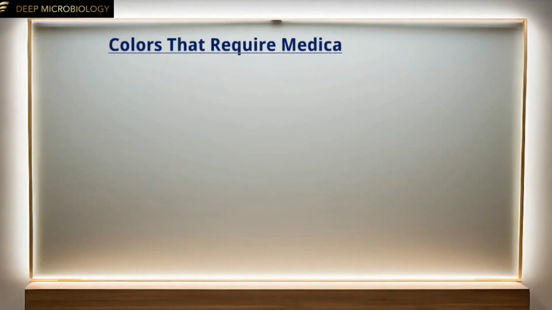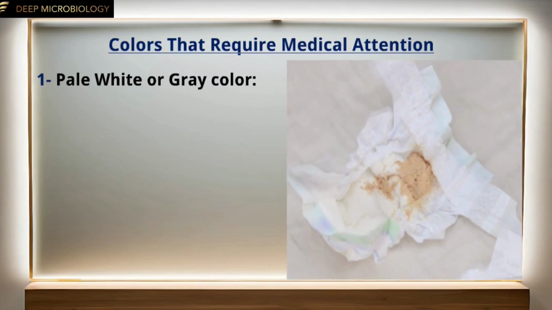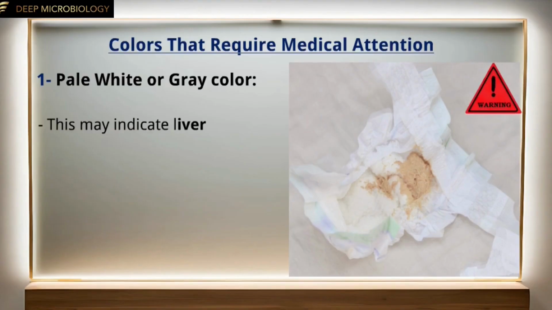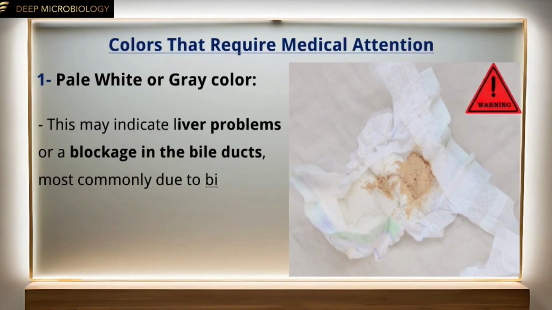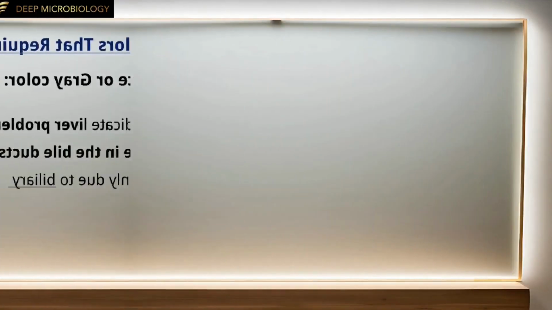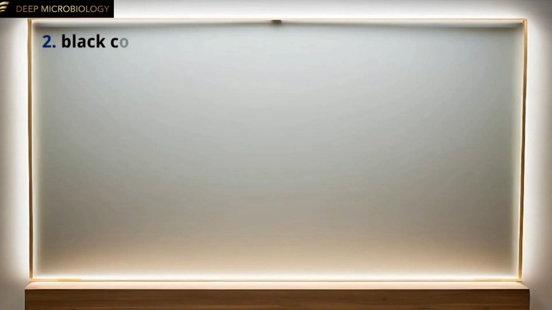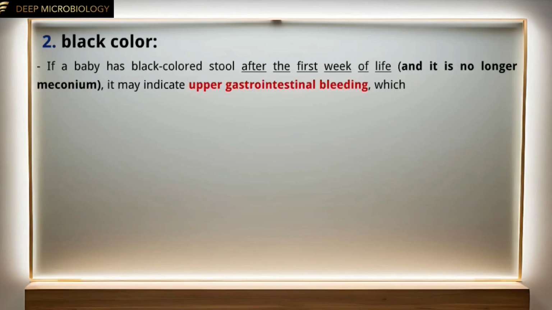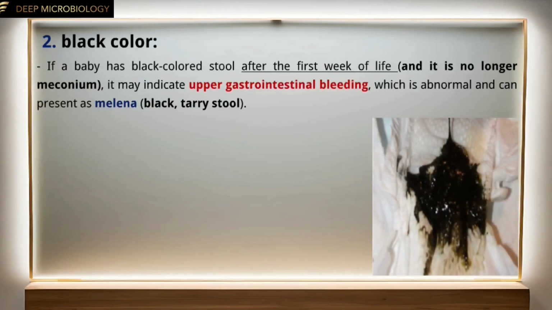Now, let's look at abnormal colors that may indicate a need for medical attention. Pale white or gray color. This may indicate liver problems or a blockage in the bile ducts, most commonly due to biliary atresia. Black color. If a baby has black-colored stool after the first week of life, and it is no longer meconium, it may indicate upper gastrointestinal bleeding, which is abnormal and can present as melena, black, tarry stool.